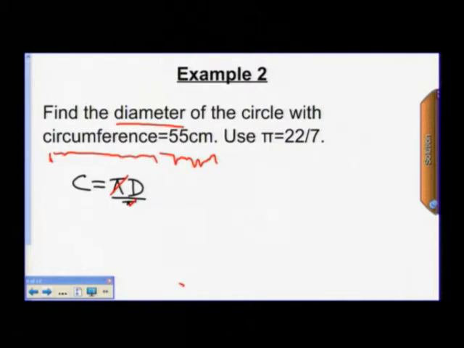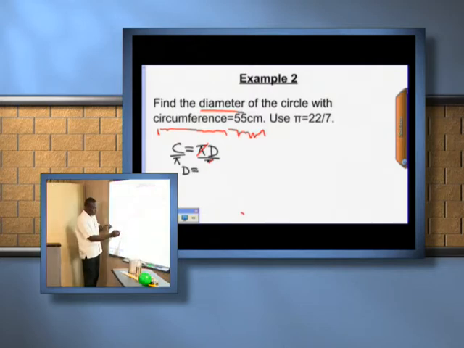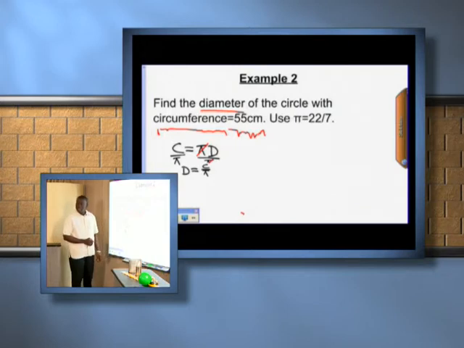So we need to do something about C. What did we do over here? We divide with pi. So we need to do the same thing across here. We also need to divide with pi. So we have the nice equation which says that D is equal to C divided by pi. And we can use this to solve this problem here.